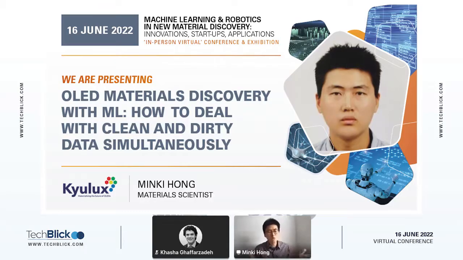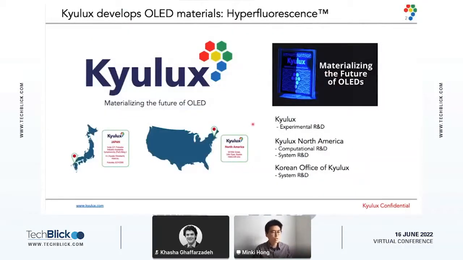Today I'll talk about how we've been using machine learning to develop our molecules. For those who don't know, Kyulux is a spin-off company from Kyushu University in Japan. We were established back in 2015, and a year later we established Kyulux North America. The Japan team is most likely responsible for experiments, and the North American team is responsible for computational matters. All the machine learning work we've done so far is done by Kyulux North America, where I am.